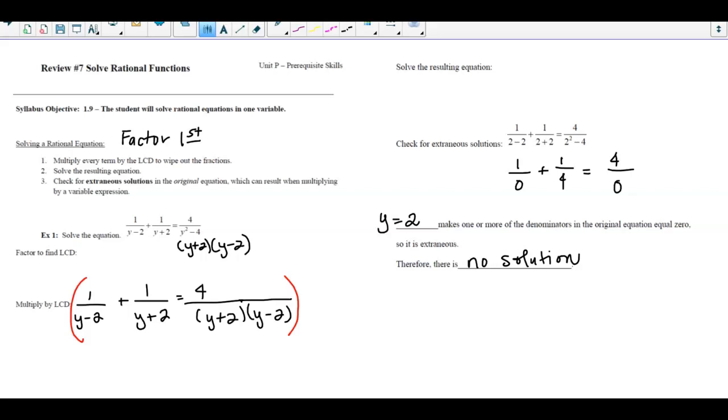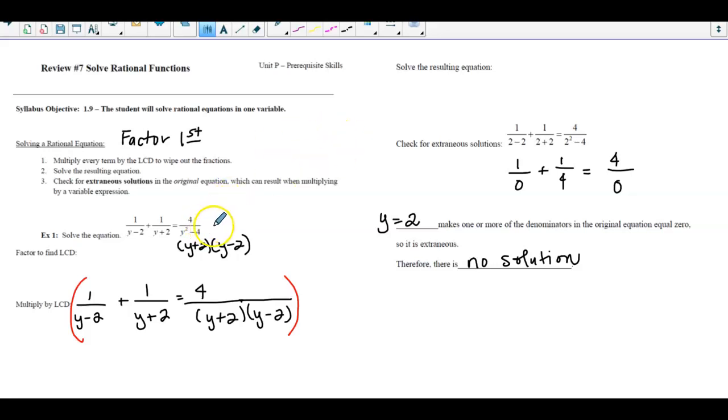Review number 6 was rational expressions. Review number 7 is rational equations. So we will be seeing equal signs on these problems. What we want to do is find the least common denominator and basically wipe out all the fractions. Before you can do that, you need to factor first.